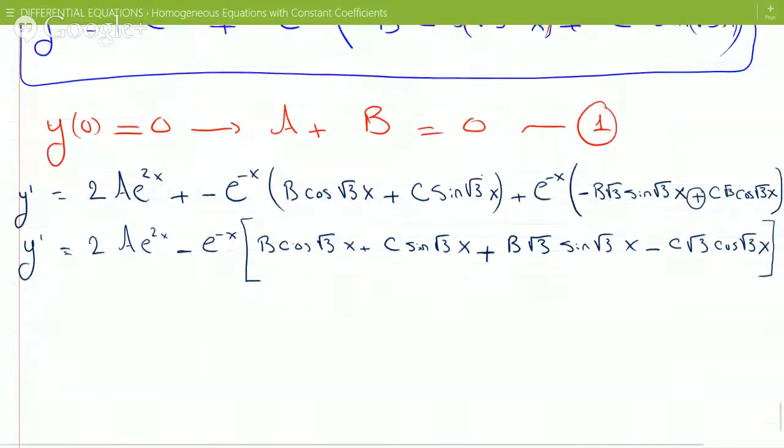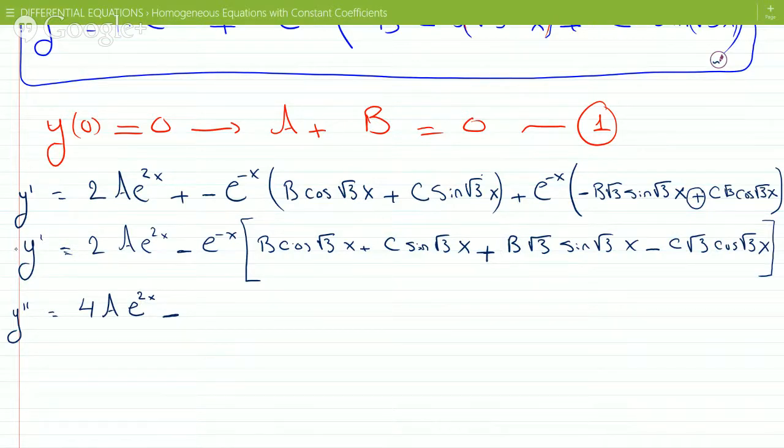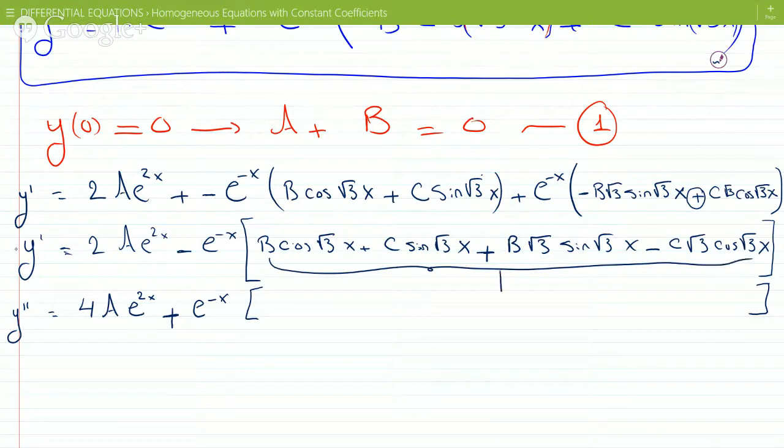Okay, so then y double prime will be, the first one is straightforward, 4a e to the 2x. Now the product rule here, it's probably going to take me 2 lines. So derivative of e to the minus x is a minus e to the minus x, but there's a minus here, so this becomes a plus times this whole thing as is. So I won't rewrite it, I'll just bring it down.